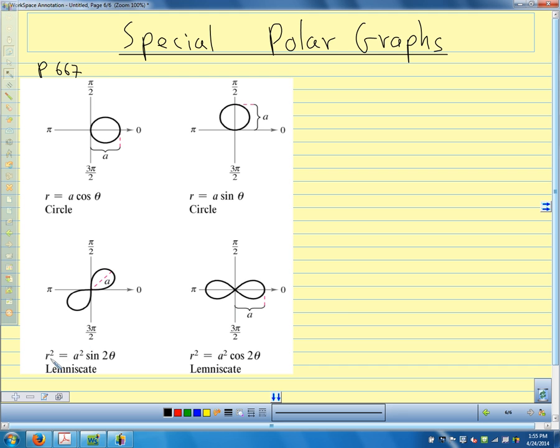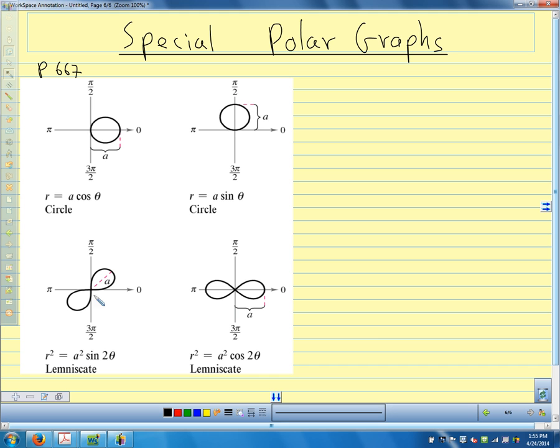Lemniscates, we're going to have an r squared and a sine 2 theta or cosine 2 theta. And we get this figure 8 shape. The cosine lemniscate has polar axis symmetry. The sine lemniscate is rotated by 45 degrees. And that's because sine 2 theta is 2 sine theta cosine theta. So we get sine thetas and cosine thetas mixed together. So we don't have pi over 2 symmetry. This one gives us origin symmetry or polar symmetry. You get symmetry about the pole. So those are circles and lemniscates.